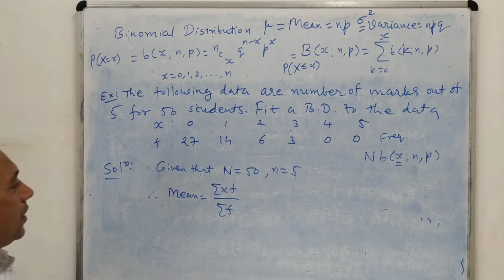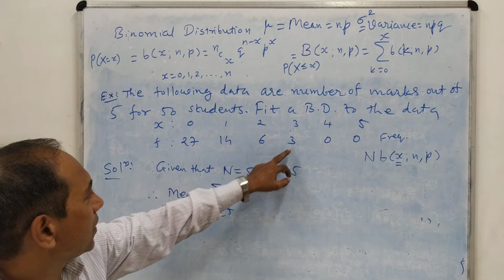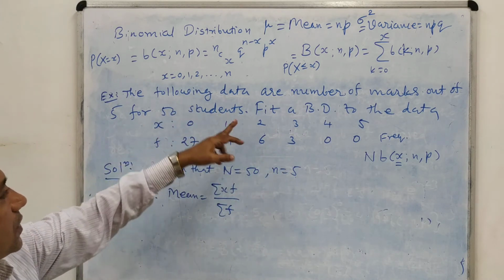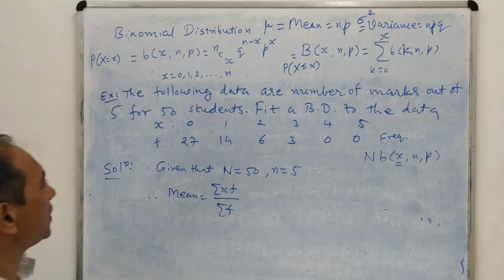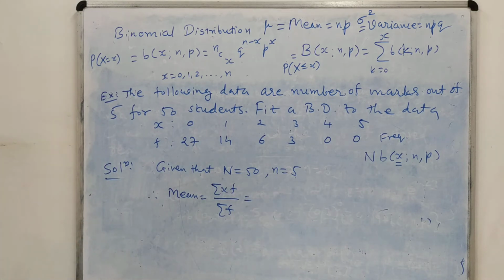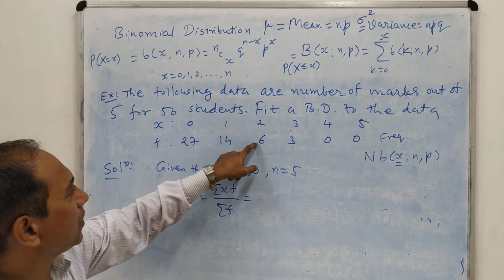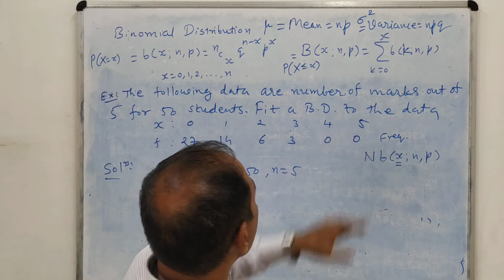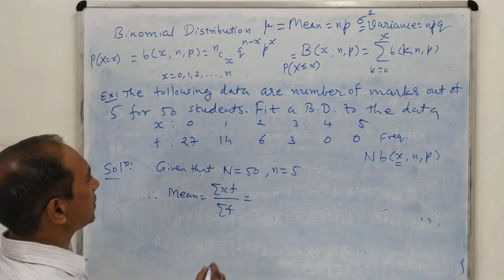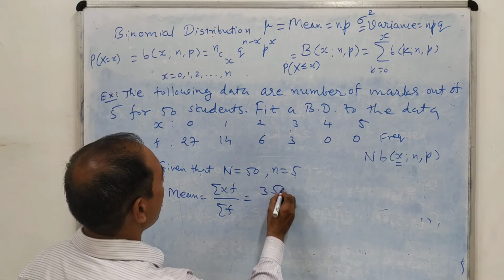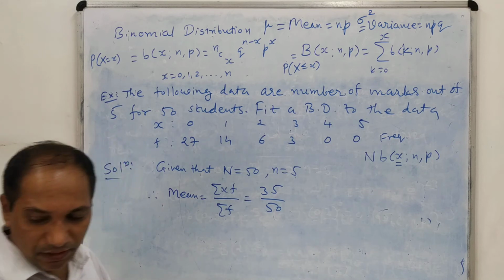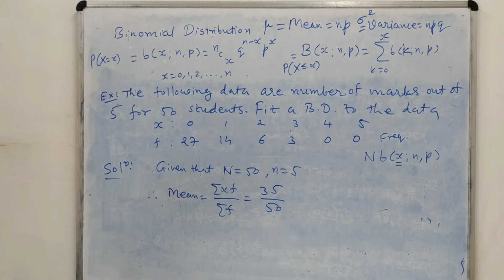Here again you note that sigma f is nothing but the total of this, and this is nothing but 50, because it is the analysis of 50 students. So sigma x into f divided by 50, where sigma x into f is 0 into 27 plus 1 into 24 plus 2 into 6 plus 3 into 3 plus 4 into 0 plus 5 into 0. From this you will get 35, and total is 50. This is the value of mean you can observe.